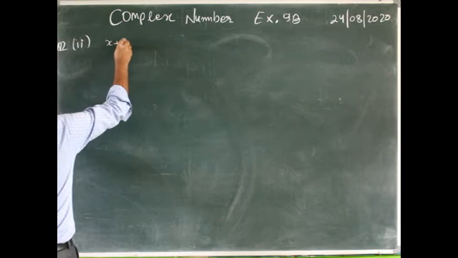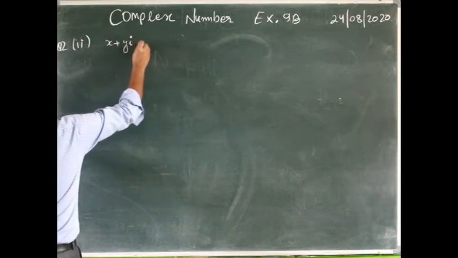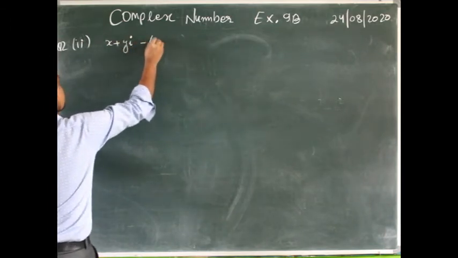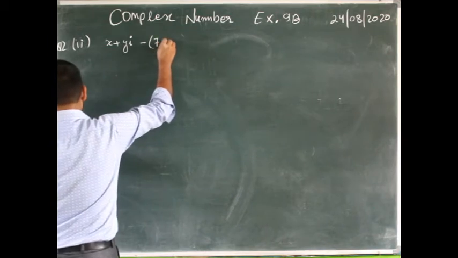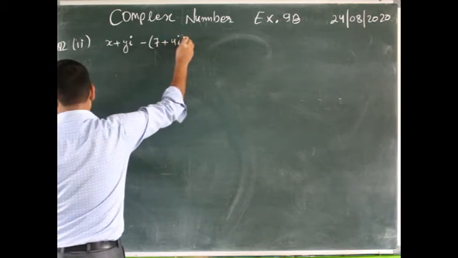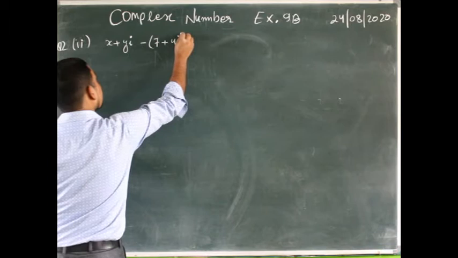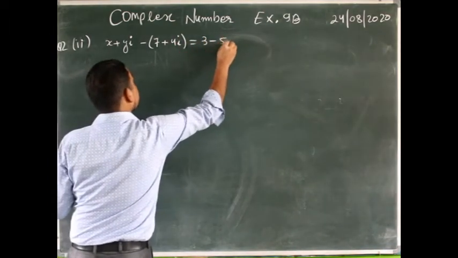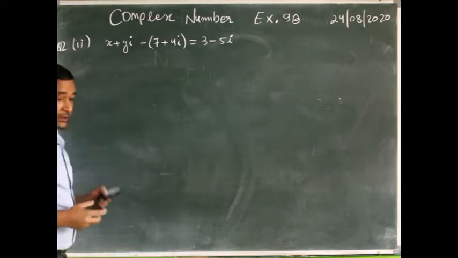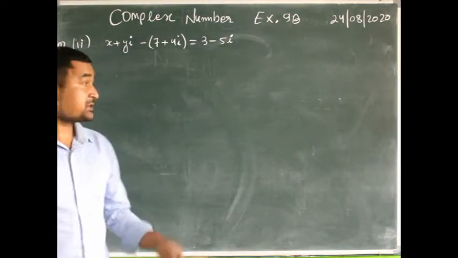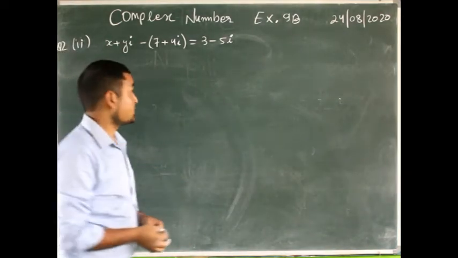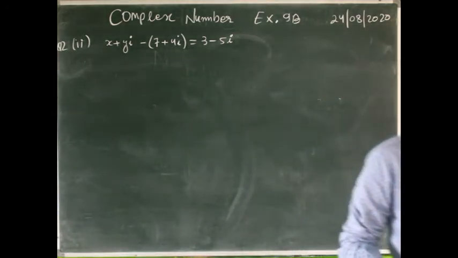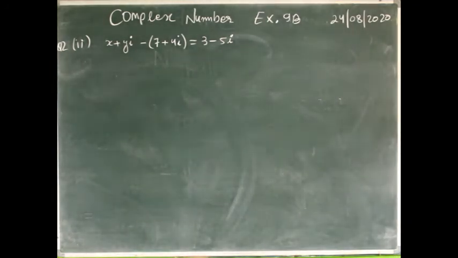x plus yi minus 7 plus 4i equals 3 minus 5i. Now the question asks to find the real values of x and y from this given expression.